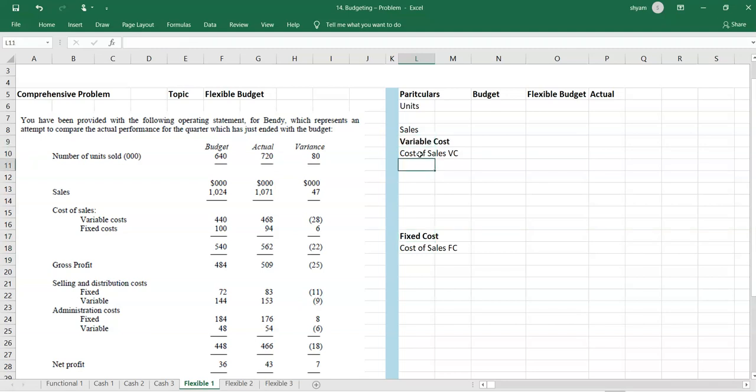So then we have selling and distribution cost. Again, that's going to be variable. We also have a fixed element in that. Then we have admin cost. So I think we have got all the cost here.